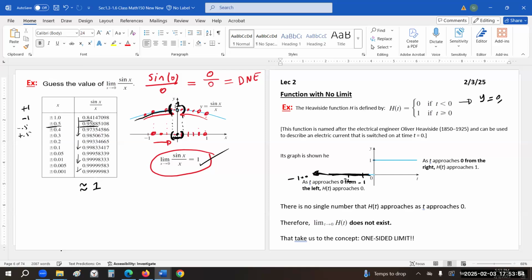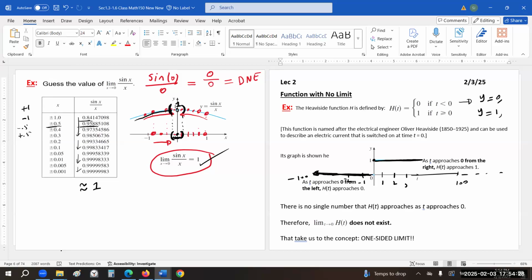Y value is 1 for all the x values bigger than or equal to 0. So when x is 0, our y value is 1. Also, when our x value is bigger than 0, like 1, 2, 3, let's say up to 100 and 1000, much more than that, for all these x values, our y value is always 1. Now, this function doesn't have a limit at 0.